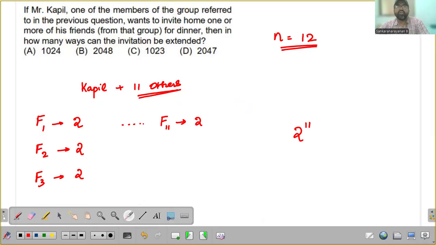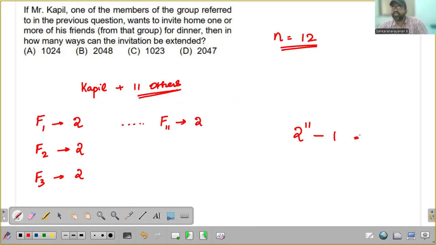One of the members in the group, as in the previous question, wants to invite one or more of his friends from this group home for dinner, which means the case where nobody is invited is not there. At least one of the friends is getting invited, right? So from this 2 power 11, you exclude that single possibility where nobody is invited. So my answer will be 2 power 11 minus 1.